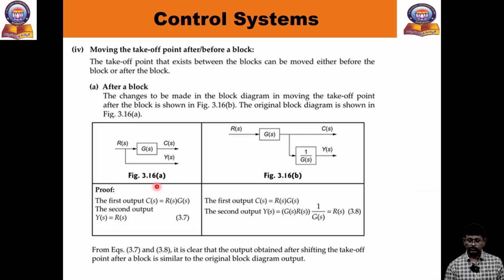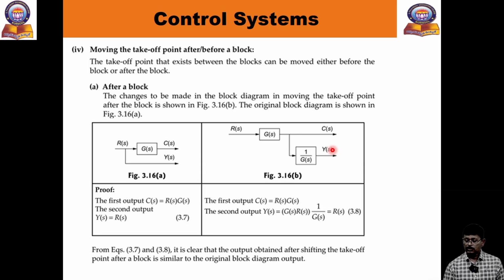Okay. So you can observe here. So what is C of S? C of S equal to R of S into G of S. Y of S equal to R of S. Now coming to here, you can observe after shifting. Now we add the 1 by G of S block in this route. Okay. So 1 by G of S. Now you can see what is C of S? C of S equal to G of S into R of S. Same. You can observe this same.